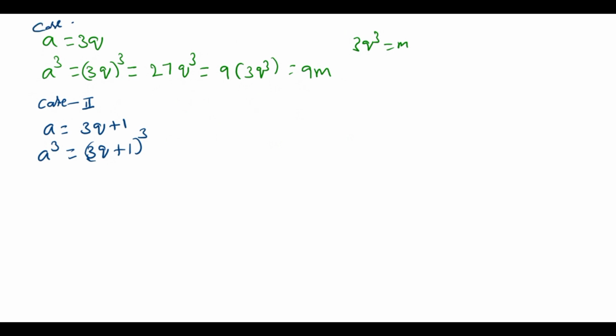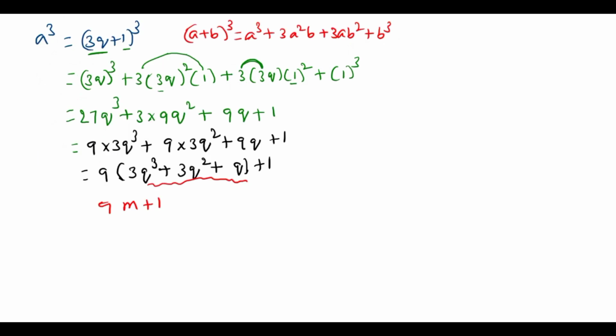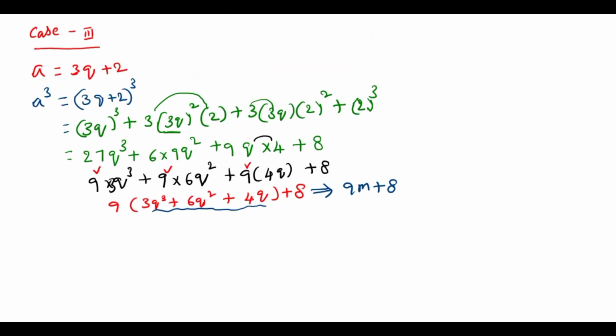Now the case 1 here. In case 1 we got a equal to 3q, then cubing on both sides, I have taken this 27q cube like 9 into 3q cube, because I want to show the 9m form, right? This is case number 2: 3q plus 1, cubing on both sides, and so this is the total explanation. And case number 3, that is remainder 2, 3q plus 2, by cubing on both sides, finally we proved 9m plus 8. So finally we write here that any cube of a positive integer is of the form 9m, 9m plus 1 or 9m plus 8. So next problem we will discuss.